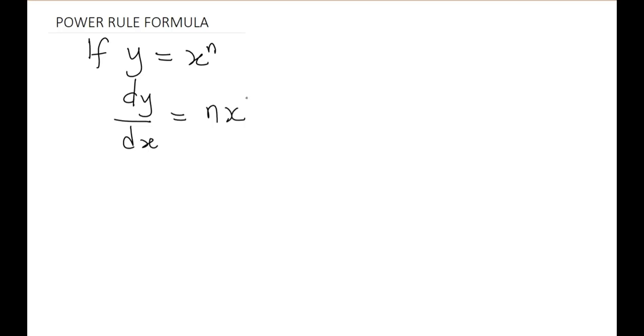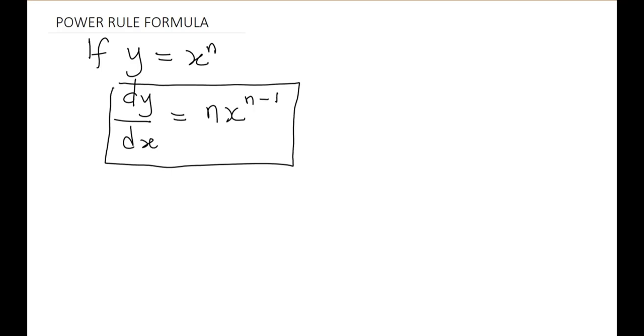Now let's dive straight into the point. For instance, if y is equal to x raised to the power of n, if you have to differentiate this function, dy/dx will be equal to nx raised to the power of n minus 1. So this is a basic form. This is known as the power rule formula.